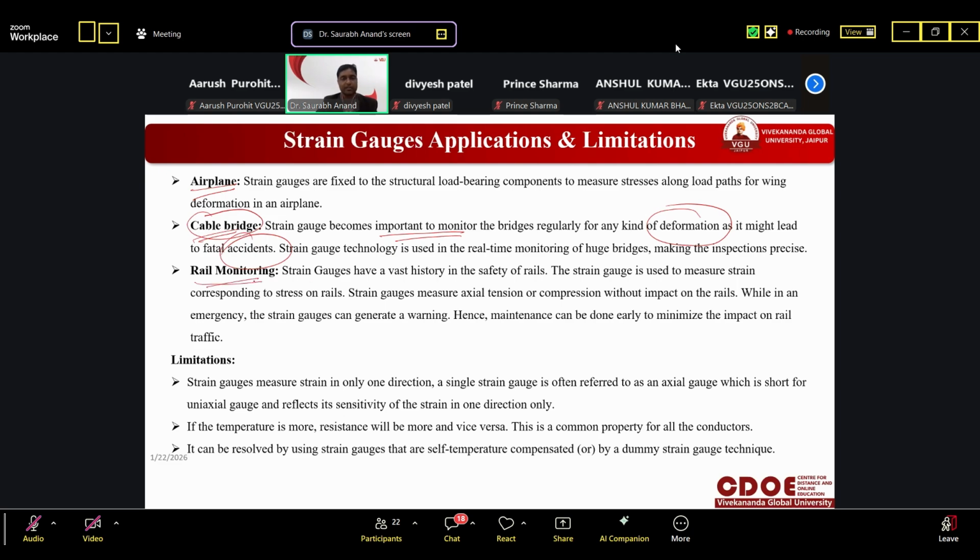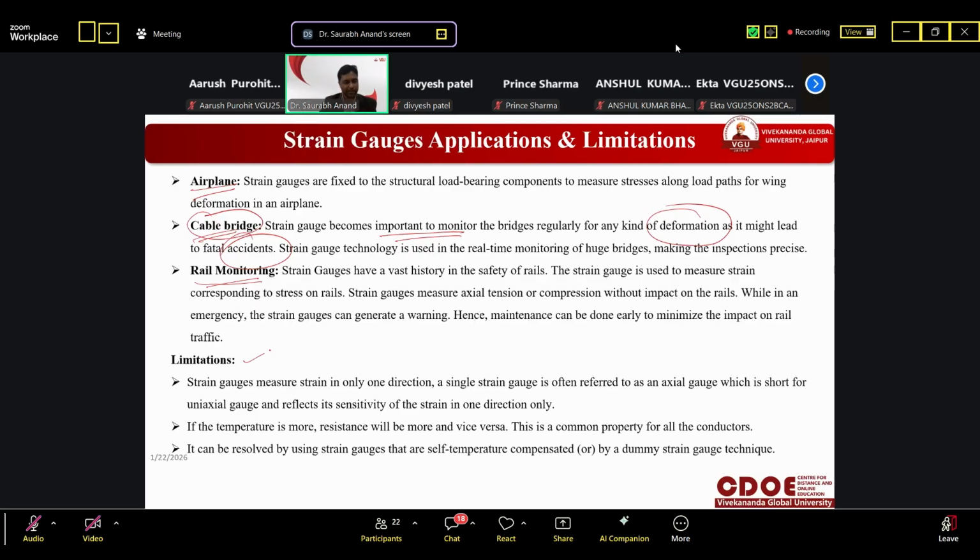Rail monitoring. If a train is moving on the rail, the rail means the track on which the train is moving. We have to continuously monitor the rail because whenever the train is moving through that, there may be expansion. Expansion should be proper, there should not be more expansion, so it should be monitored.